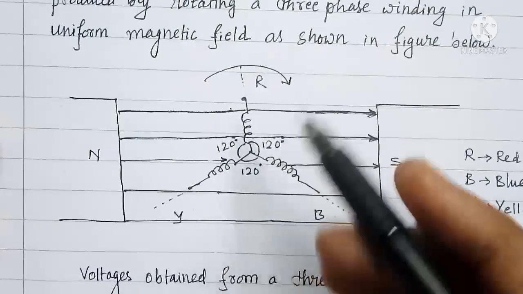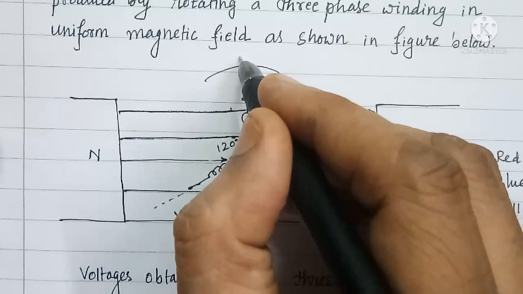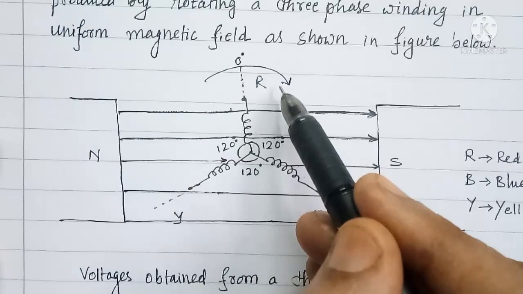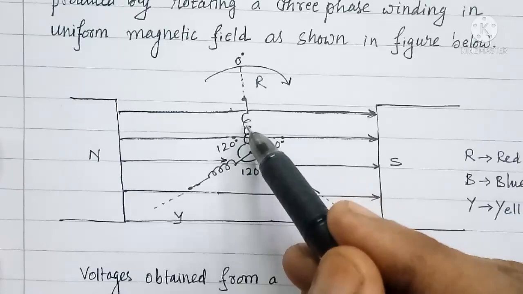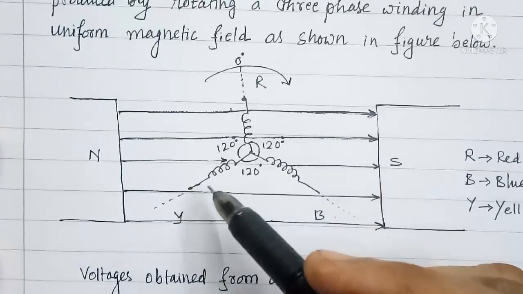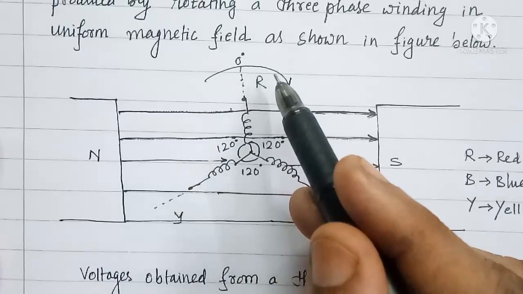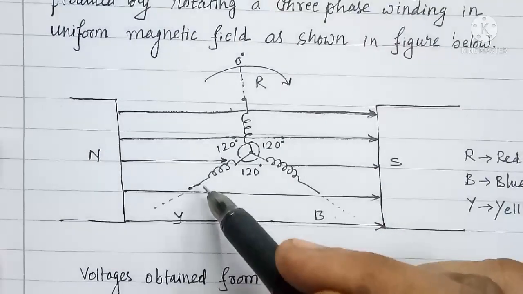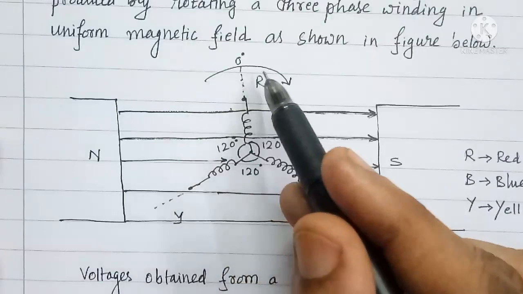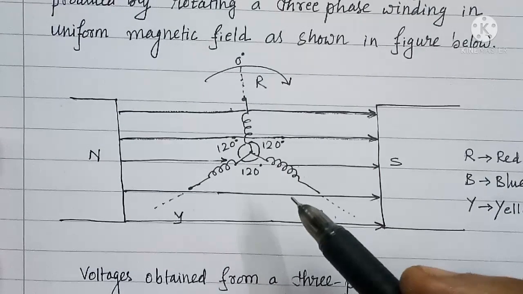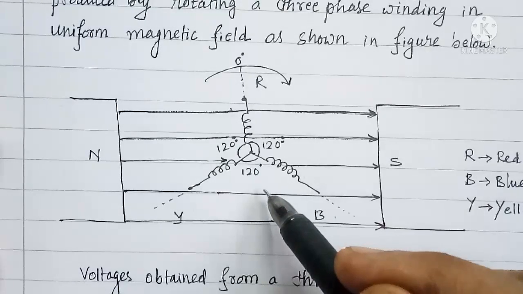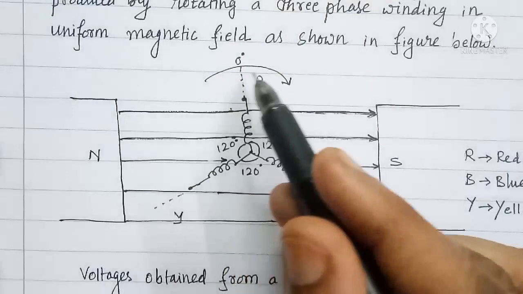Now look at this figure here. Let us say this is our reference line, that is 0 degree. While rotating these three windings in the uniform magnetic field, R winding will cross this reference first and then Y winding will cross the reference. After Y crosses the reference, 120 degree later, B winding will cross the reference. In other words, we can say after R crosses the reference, 240 degree later, B winding will cross the reference.